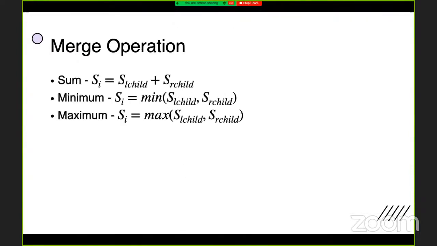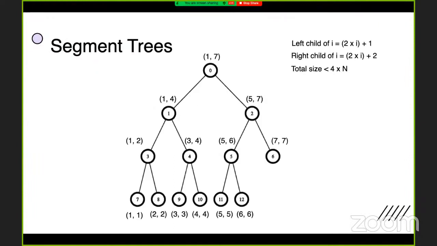Now each node will need to have a merge operation. We can see that node 7, since it's only storing the answer for 1 and 1, can just take this value directly from the array. So node 7 will just store array[1], node 8 will store array[2], node 9 will store array[3], so on and so forth.